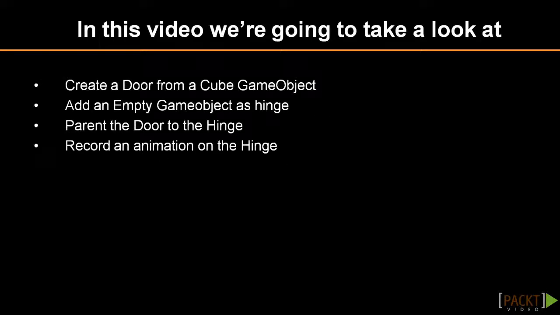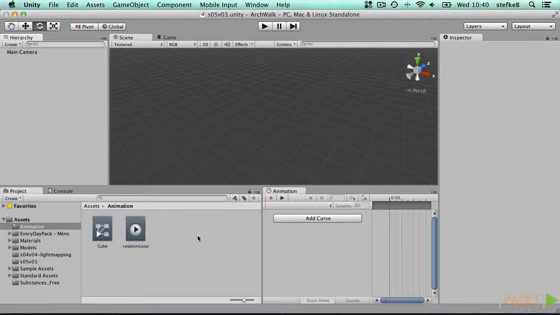This is the third video of section 5 on animation. In this video, we set up and keyframe a simple door that opens smoothly using an animation clip. Our door will be a simple cube, but we need to add an additional object to act as a hinge. This way, the animation clip will rotate the hinge and the door will follow automatically. Our setup is very simple.